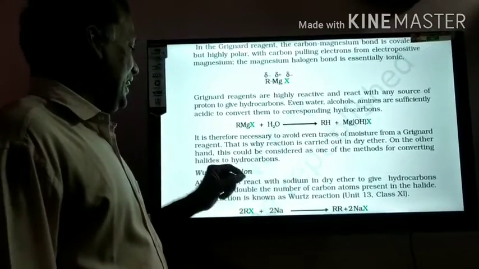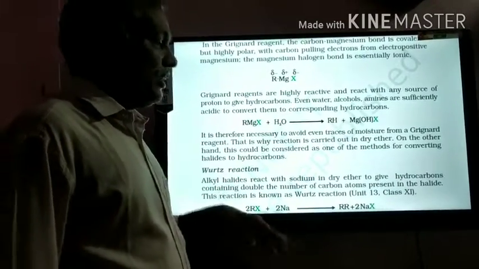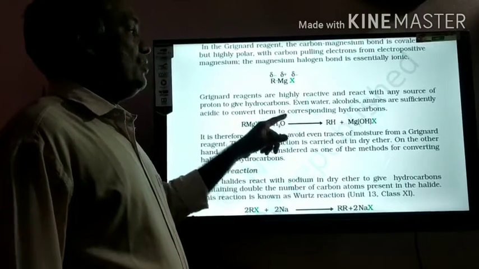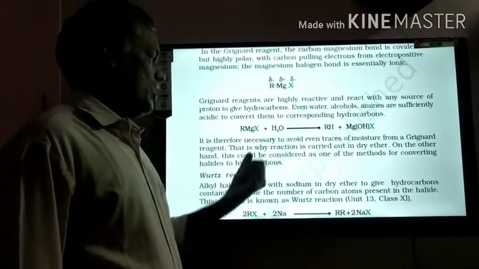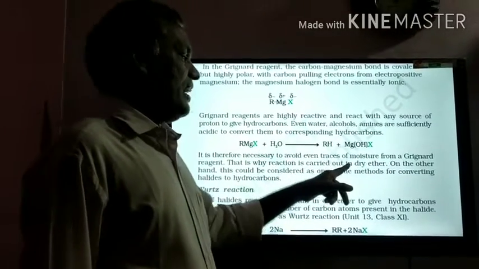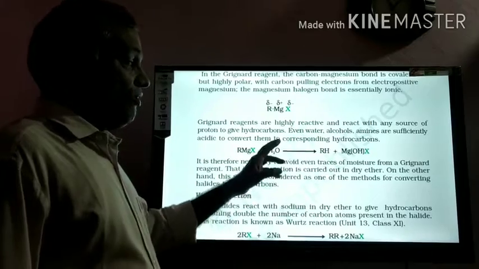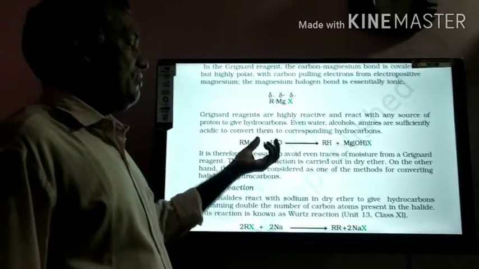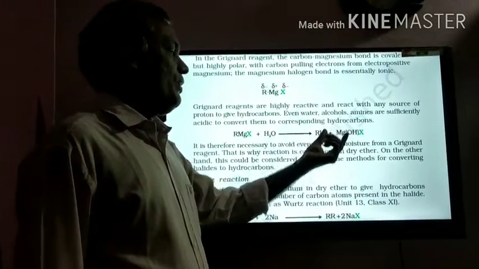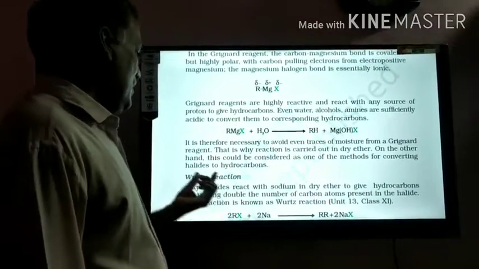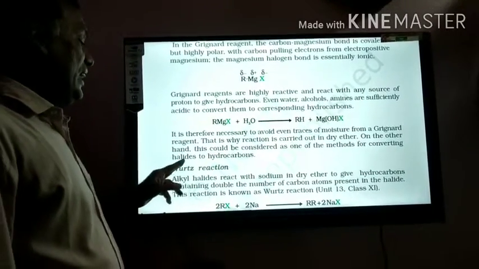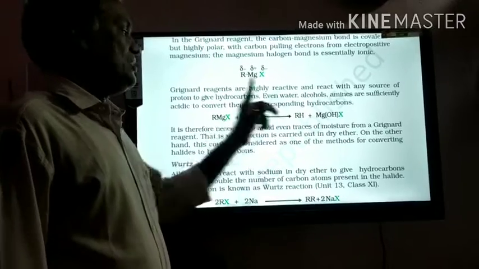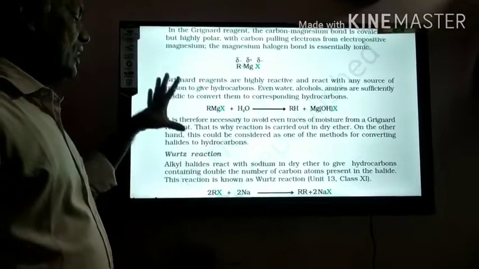If moisture is there, then the reaction will be different. To avoid this, we use dry ether. Whatever moisture is present will be absorbed by the dry ether. That is why the reaction is carried out in dry ether. They may ask why the Grignard reagent reaction takes place in dry ether only. It is because whatever moisture is there is absorbed by the dry ether. On the other hand, this could be considered one of the methods for converting halides into hydrocarbons.